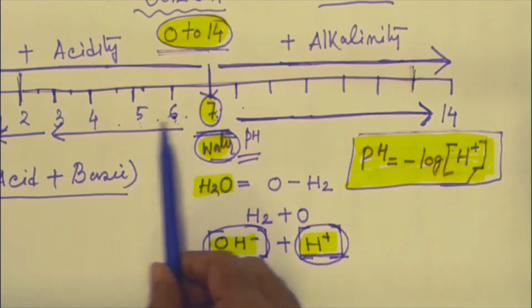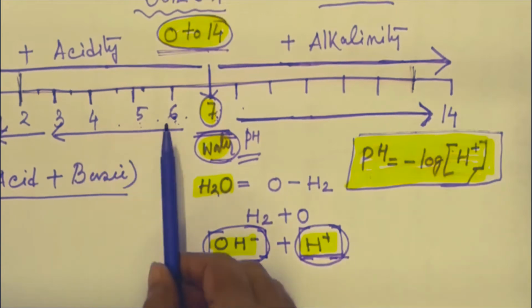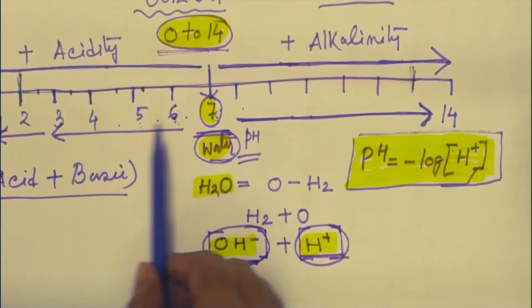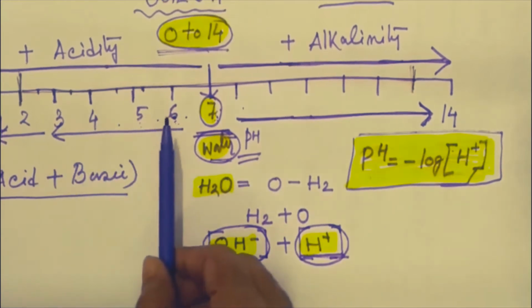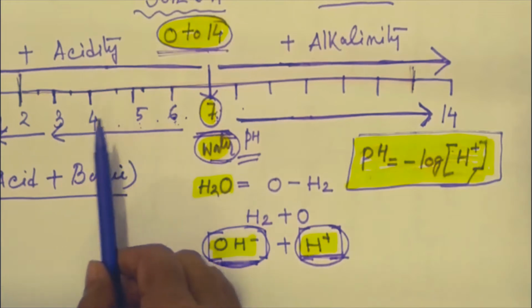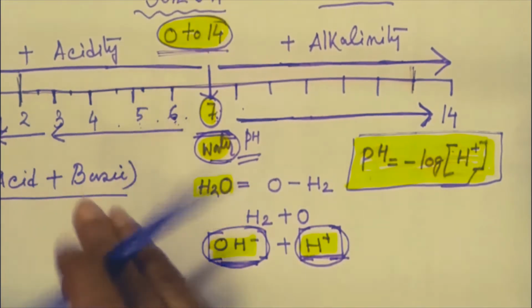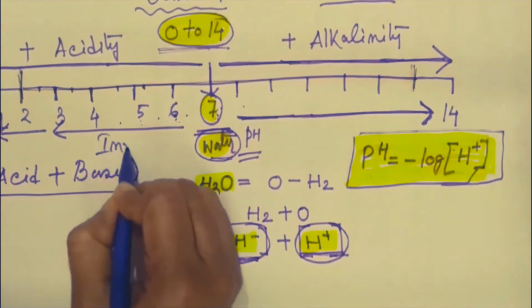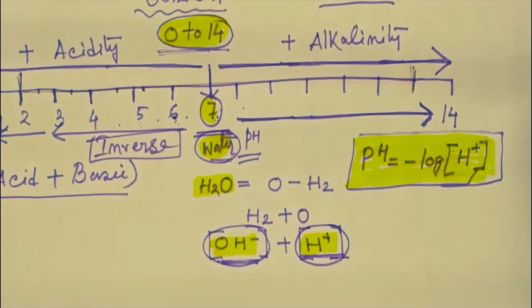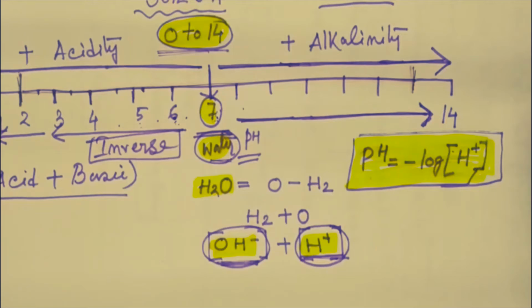When you are moving from the left hand side from the 7, the value of pH is gradually decreasing, but the concentration of acidity, the concentration of hydrogen ion, will increase. There is an inverse relationship between the value of the pH scale and the acidity.